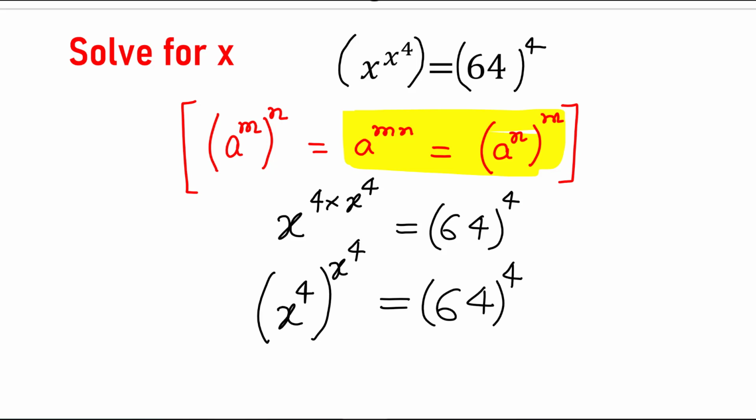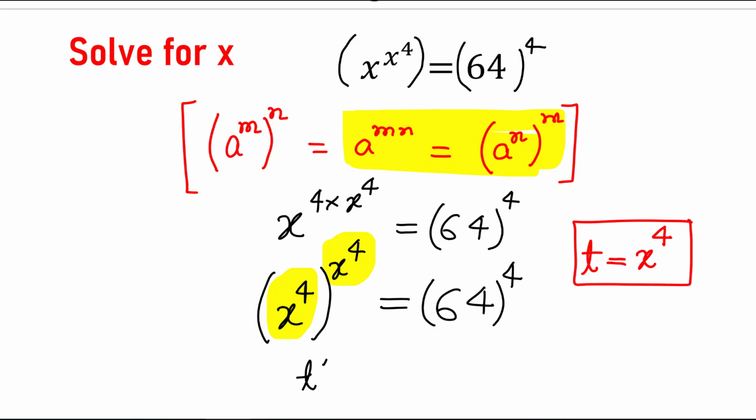Now I can see this x raised to the power 4, and here I also have x raised to the power 4. So what I can do is, we can assume that t is equal to x raised to the power 4. So if I put this value, then I will have t raised to the power t is equal to 64 raised to the power 4.